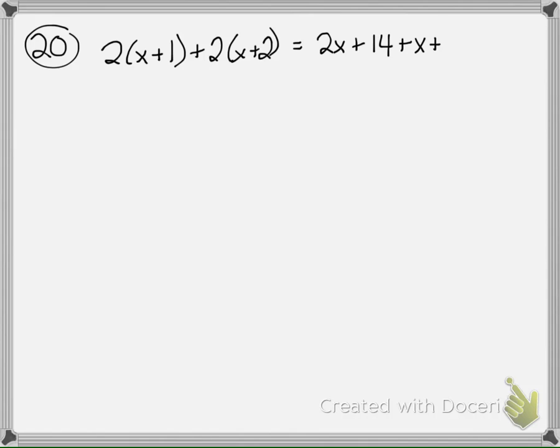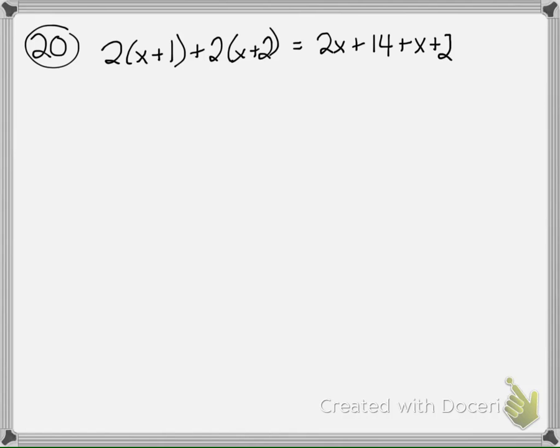All right, number 20. We have 2 times x plus 1 plus 2 times x plus 2 equals 2x plus 14 plus x plus 2. Now, it looks big and scary to start with. So don't get overwhelmed, just one step at a time. So what's the first thing I need to do in this?